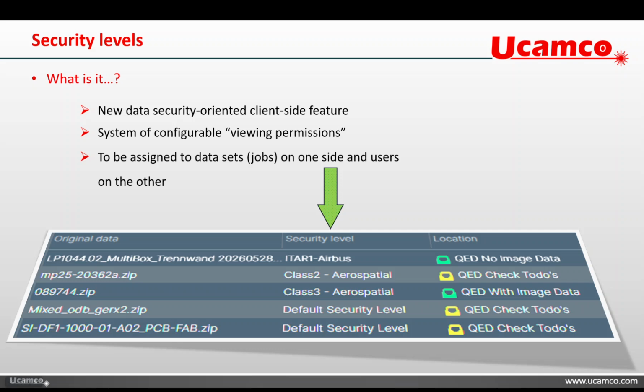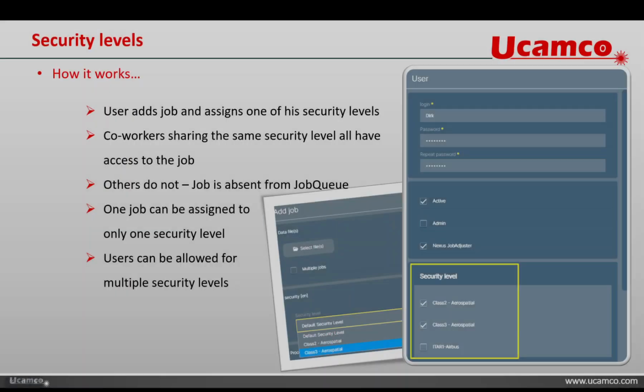And the principle is very simple. If there is a match between the permission on the job and one of the permissions of the user, then this job will be visible in that particular user's job queue. So this is how you use it. When an operator submits a job, he can assign this job into one of the security levels that he has been assigned with.